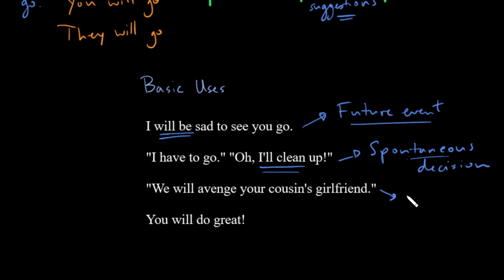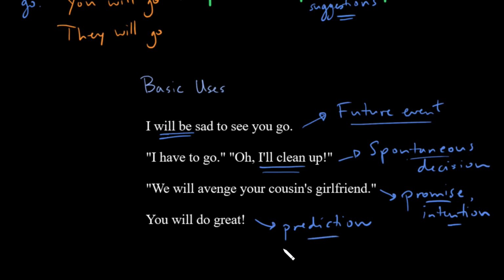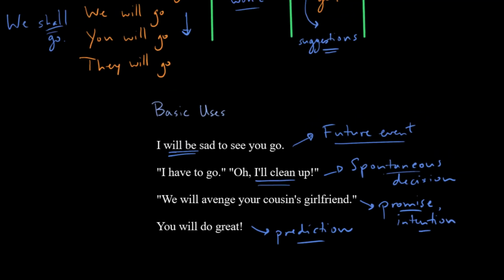The next one is where you make a promise or you state some kind of intention. So you say, "We will avenge your cousin's girlfriend," as you should. And so you're talking about what you're going to do in the future or what somebody else will do. And then the last one here, "You will do great." This is a prediction. So this is a prediction talking about what you think will happen in the future. And those are our basic uses for the future simple tense.